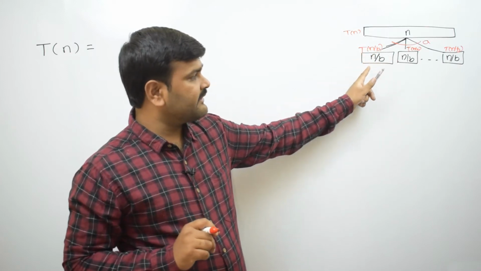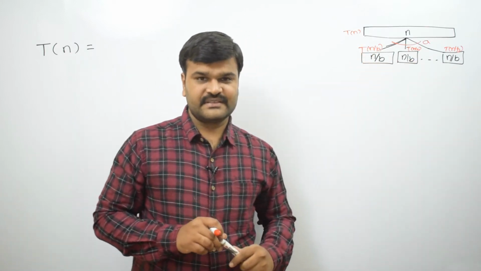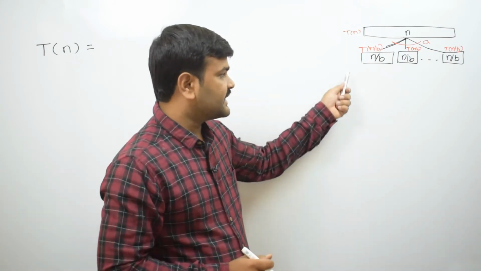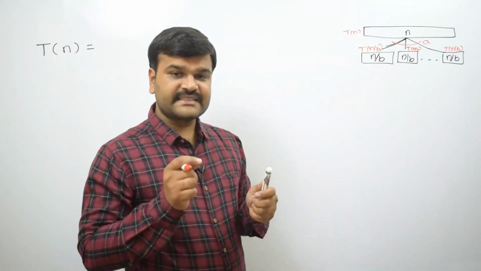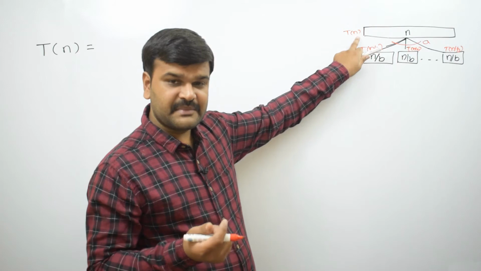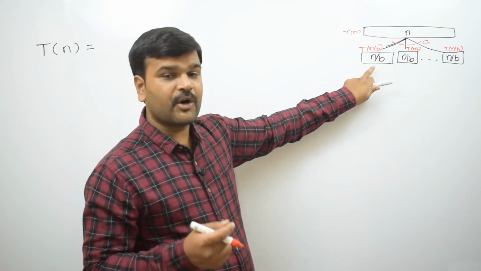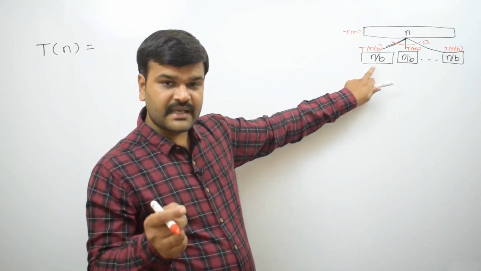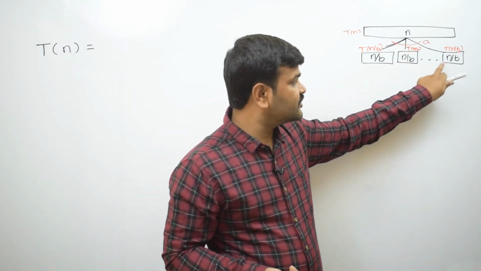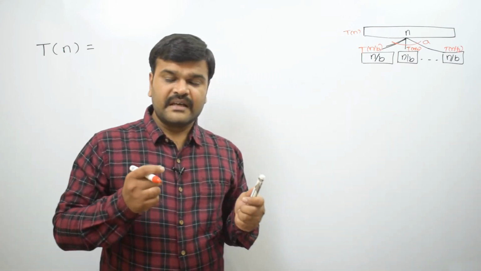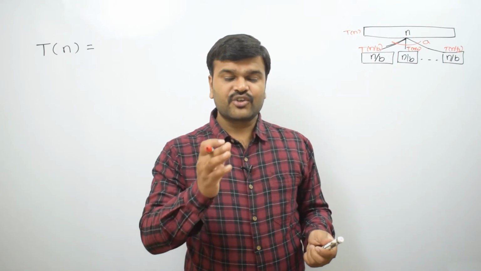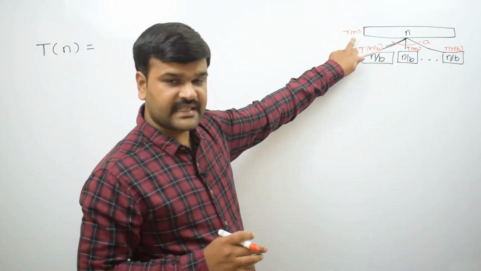That main problem is divided into A subproblems, and each subproblem size is n by b. So this is what happened. Now what is the time complexity for given T of n? That means this subproblem, how much time it is taking, plus this subproblem, how much time it is taking, plus and so on. Every subproblem, how much time it is taking, that summation will become the total time complexity for this one, right?